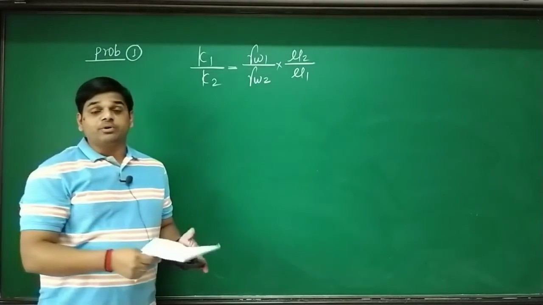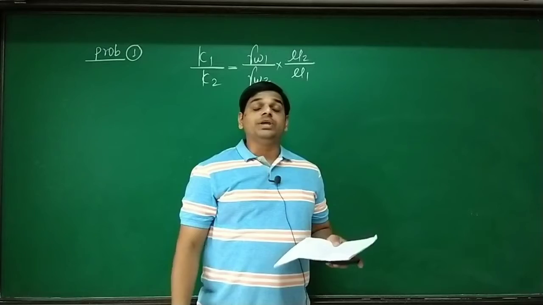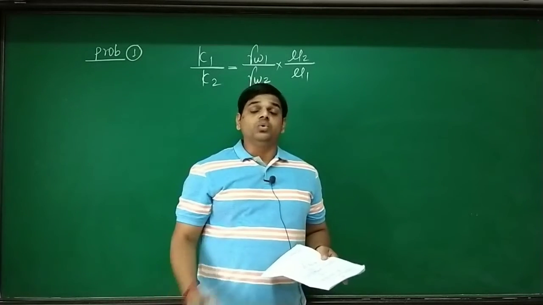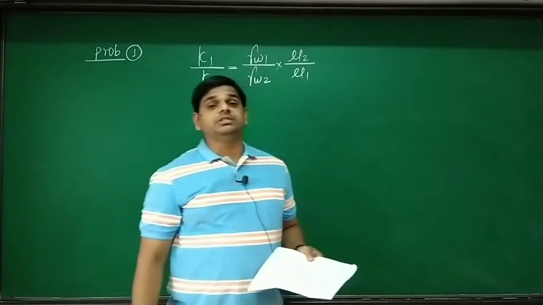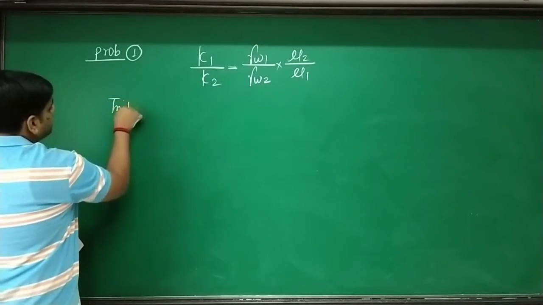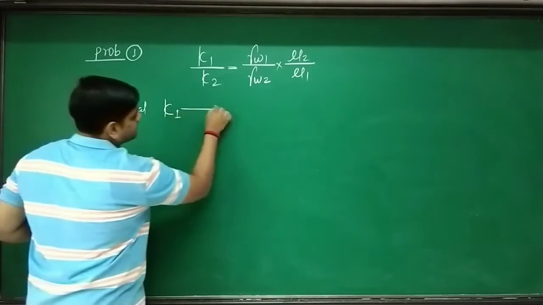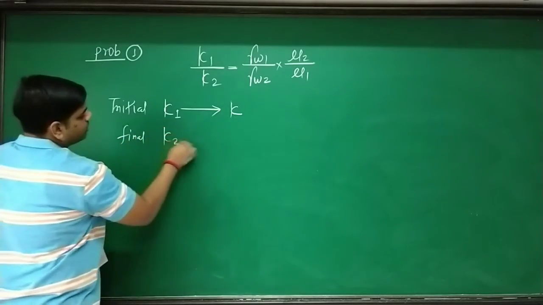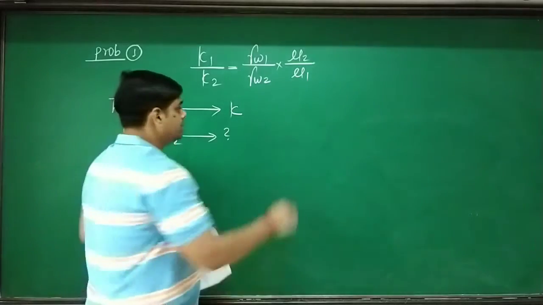So I'm going to read the problem. So concentrate. Due to increase of temperature, unit weight and viscosity of percolating fluid reduces to 90% and 60% respectively. Then what will be the change in the permeability? So for that, I'm going to assume initial value K1 as K, final K2 is unknown, then we have to calculate what is the change in the permeability.